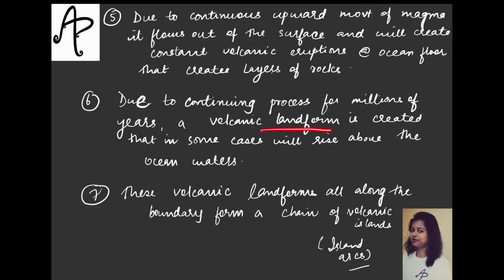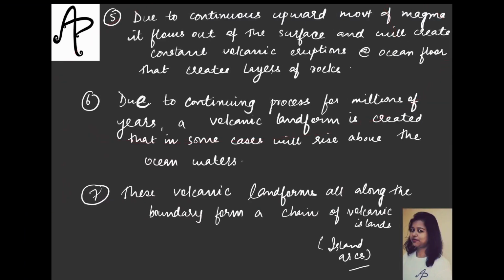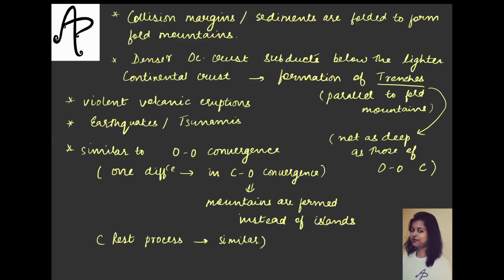Now when that landform rises above the water, we call it an island. When that volcanic landform just stays there on the continent, we will call it fold mountains, right? Where volcanic islands were formed earlier, here mountains will be formed. The sequence will remain the same. The same process will happen in the case of oceanic-continental convergence, which we have just talked about. The only difference is that here mountains will be formed instead of islands.